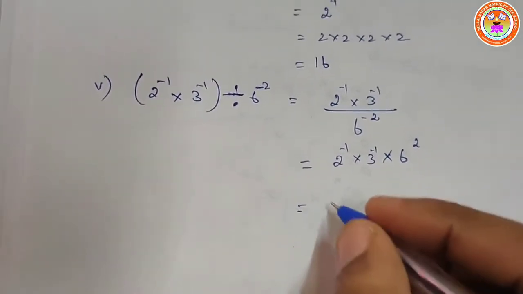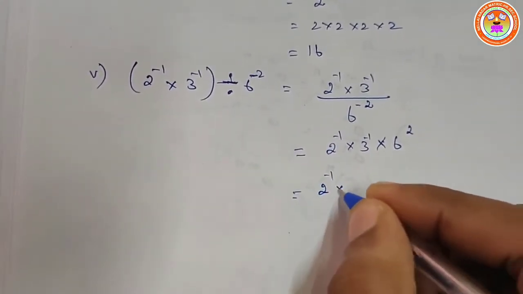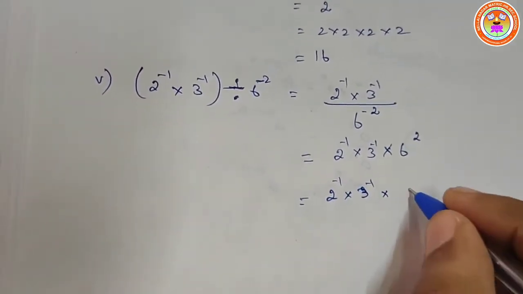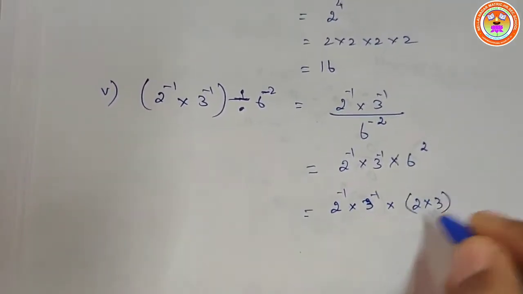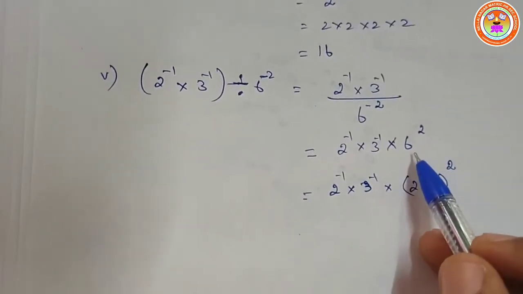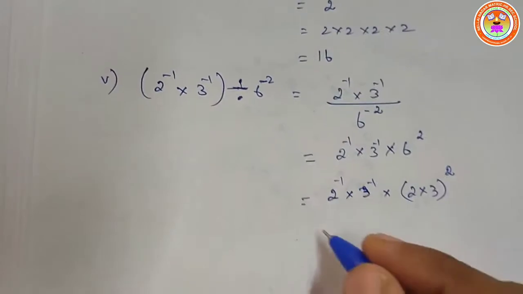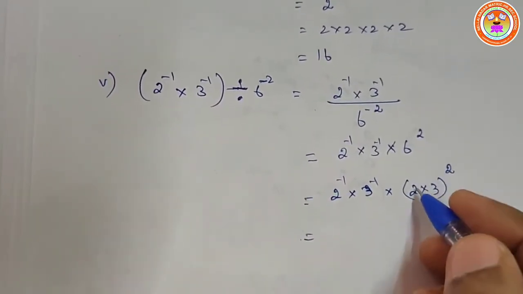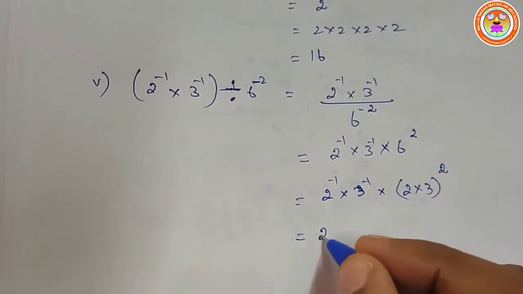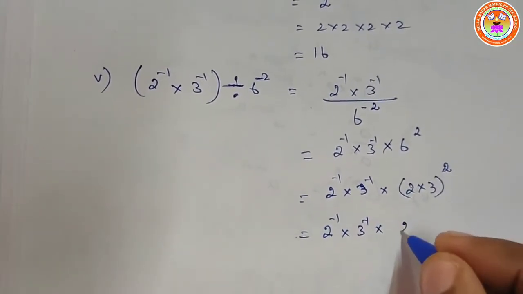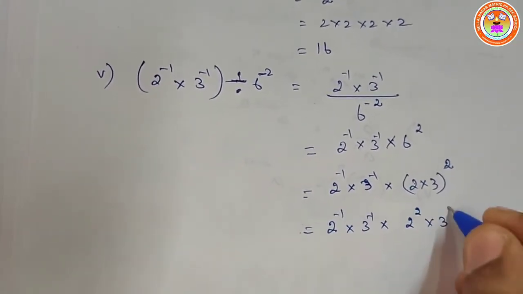Now look at this, 2 power minus 1 into 3 power minus 1 into this 6, we can write it as 2 3s are 6. Am I right? 2 3s are 6 only. So this 6 we can write as 2 into 3 and whole power 2. Now the power 2, you have to put it for 2 and also for the 3. So it will become 2 power minus 1 into 3 power minus 1 into 2 power 2 into 3 power 2.